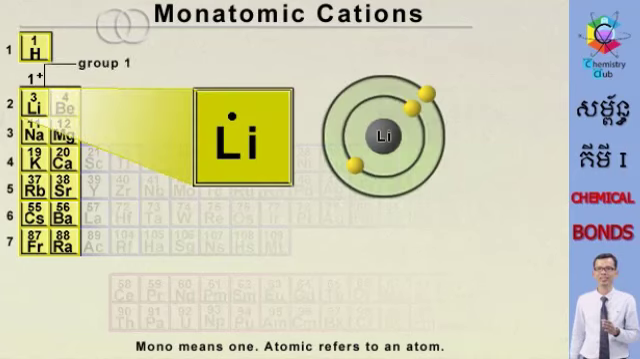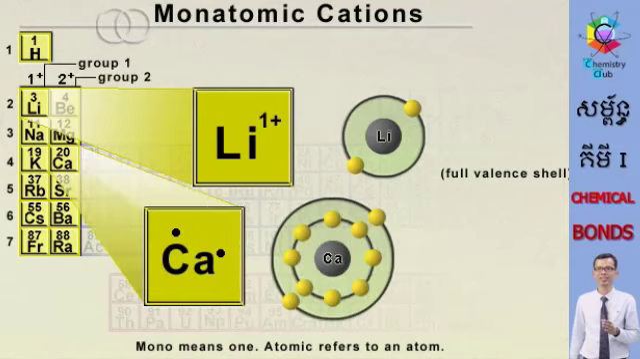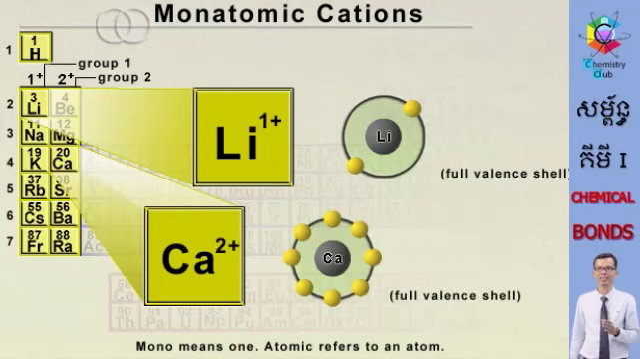Those elements in group 1 must lose 1 electron to achieve a full electron shell, and therefore form monatomic cations with a 1+ charge. The elements in group 2 form monatomic cations with a 2+ charge, because they must lose 2 electrons to achieve a full valence shell. Lithium and beryllium are exceptions to the octet rule when forming ions because the loss of electrons results in the electron configuration of helium. Remember, 2 electrons fill helium's valence shell.